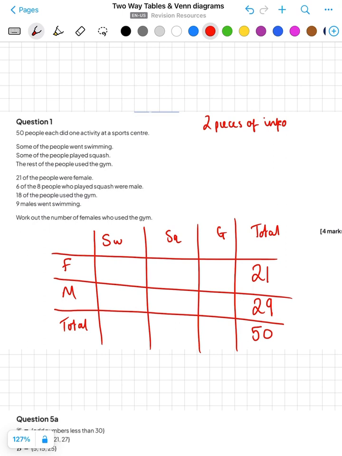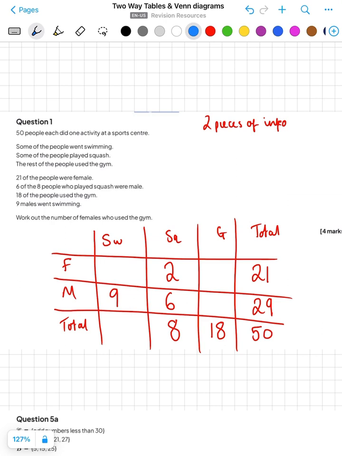6 of the 8 people who played squash were male. So that's a total of 8 people who played squash, 6 of them are male, therefore 2 of them were female. 18 of the people used the gym and 9 males went swimming. Now we need to fill in the blanks.